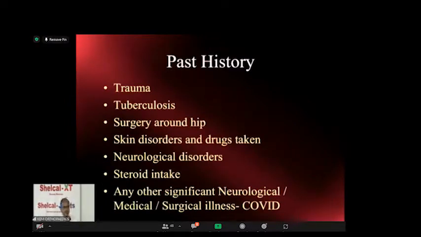Next, past history. Of course, trauma is important. Trauma is almost 50%. You first ask the history about trauma. Whether you had a fall, you had a fracture, you had anything, then the entire gamut of 50% of orthopedics, the disease aspect, is ruled out. Only your traumatic aspect remains.